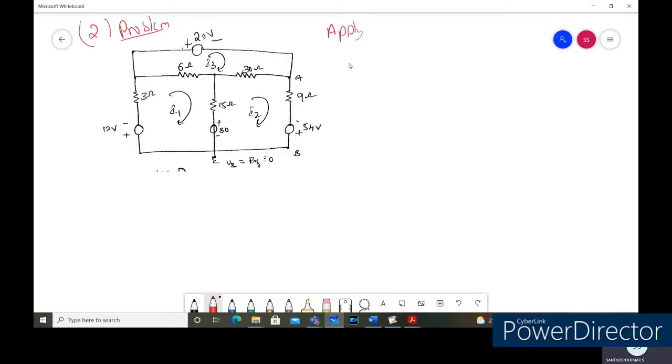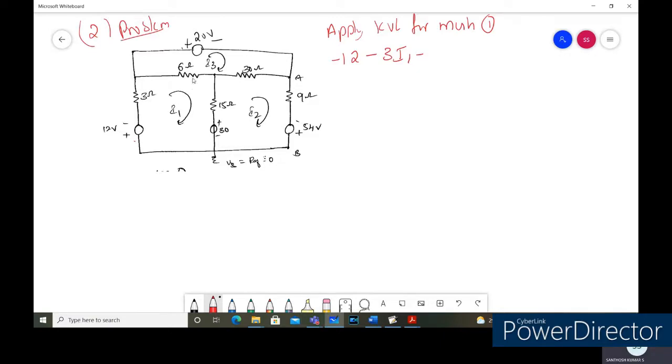So let us apply the KVL for mesh 1. This is mesh 1. We'll start from the power supply. The current entering positive, leaving negative, is a drop in the voltage. With that concept, we start here: minus 12. And the drop across this one is minus 3 into I1.